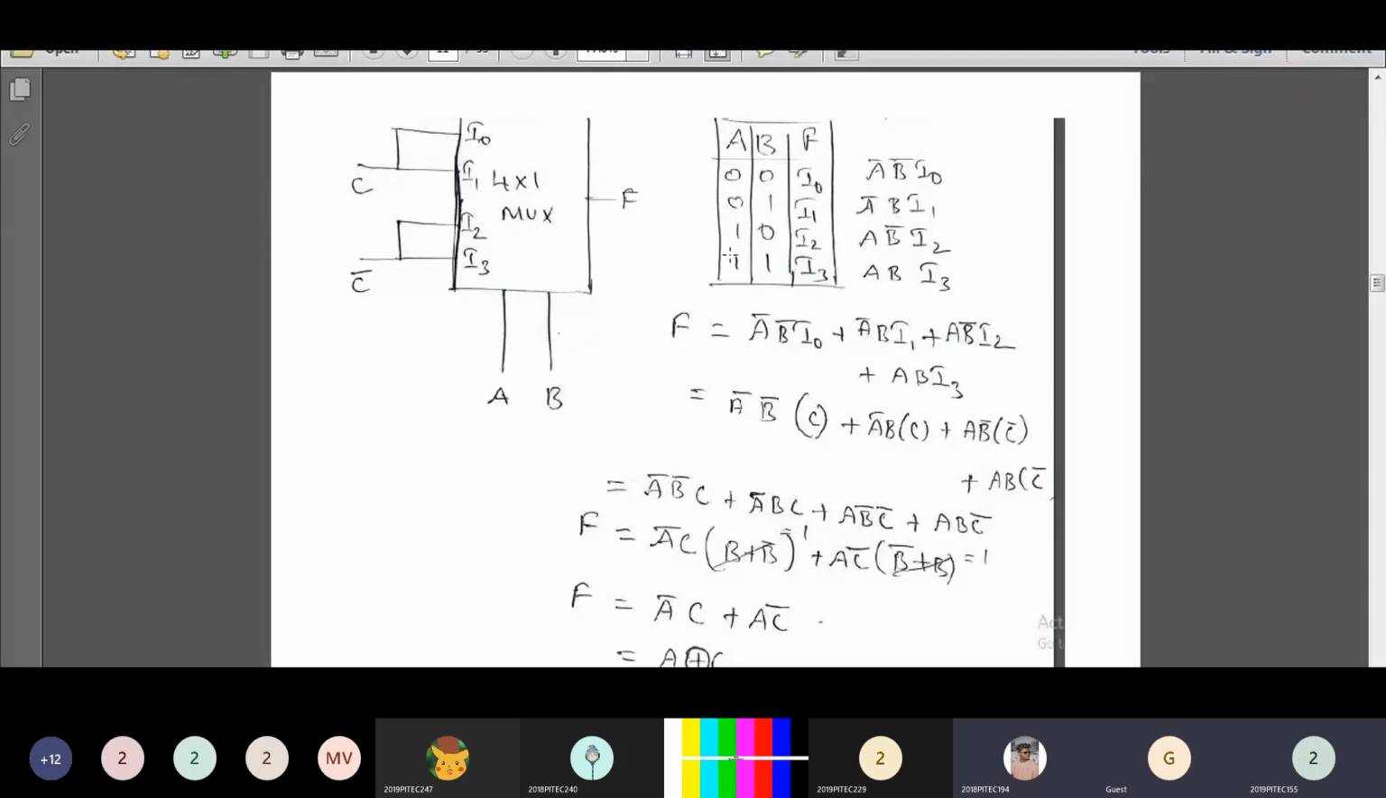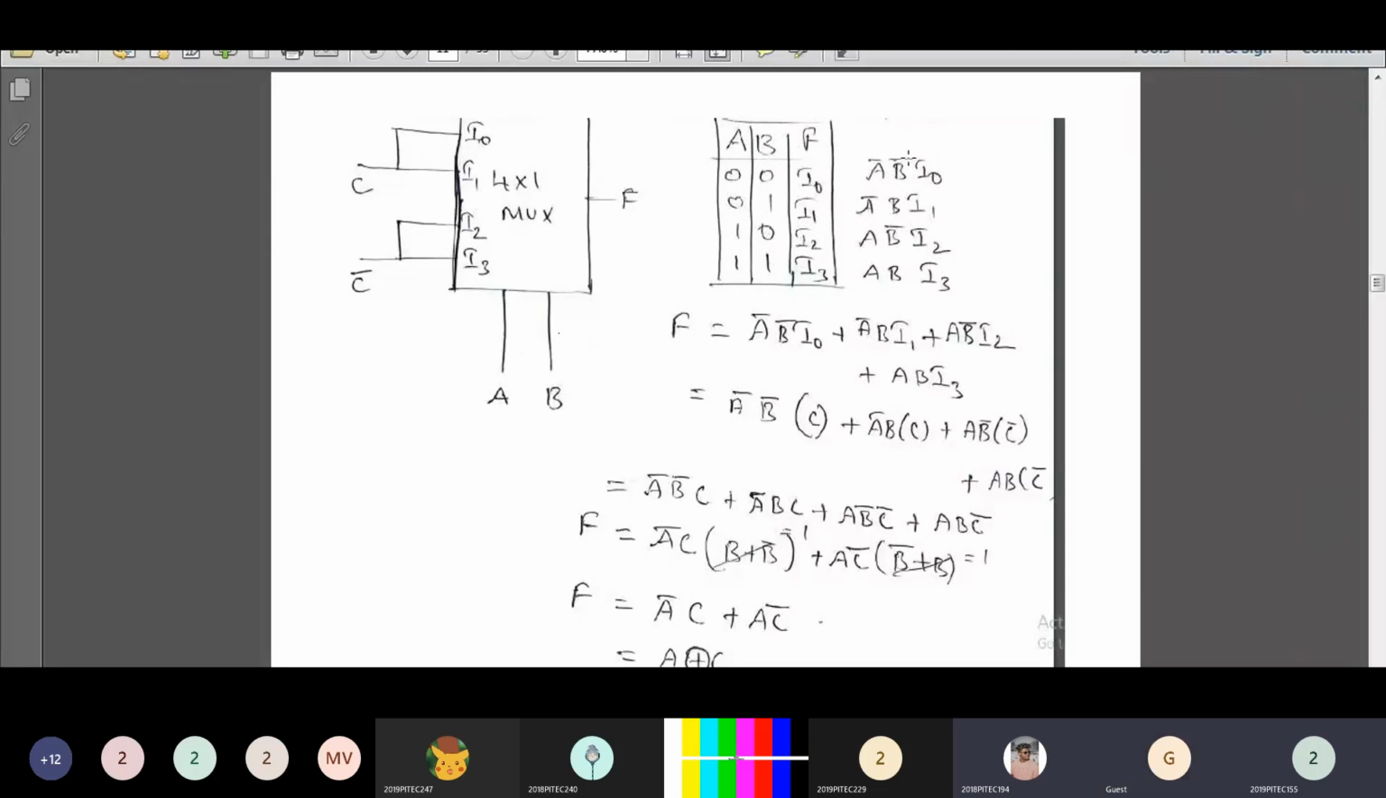Next one, the last one: when your selection input is 1, 1, I3 will be selected at the output. Okay. First, you have to write the function table. After that, we are going to implement the variables as min terms. 0, 0 represents the min term A dash B dash. 0, 1 is represented as A dash B, 1, 0 as A B dash, and 1, 1 as A B.